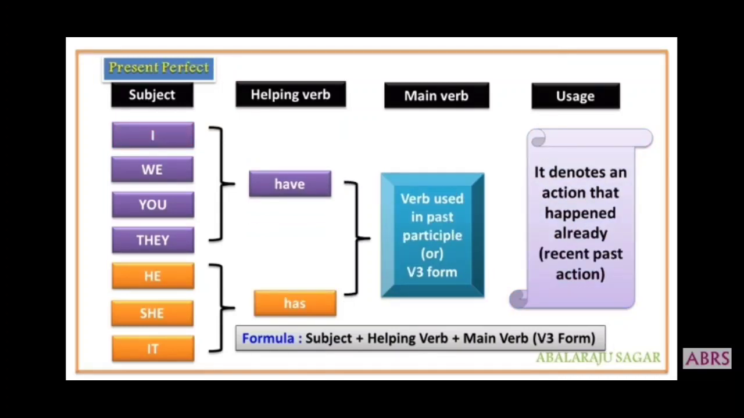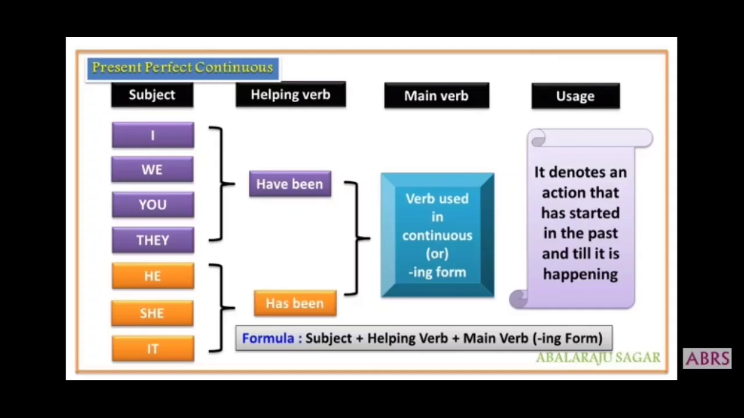For present perfect, if the subjects are I, we, you, they, we add have as helping verb, then we add V3 form of the verb. Okay, and if the subjects are he, she or it, then we add has and then V3 or past participle form of the verb. Formula is subject plus helping verb, has or have, then the past participle form of the verb, that is V3. Means it denotes an action that happened already. Okay, recent past action.